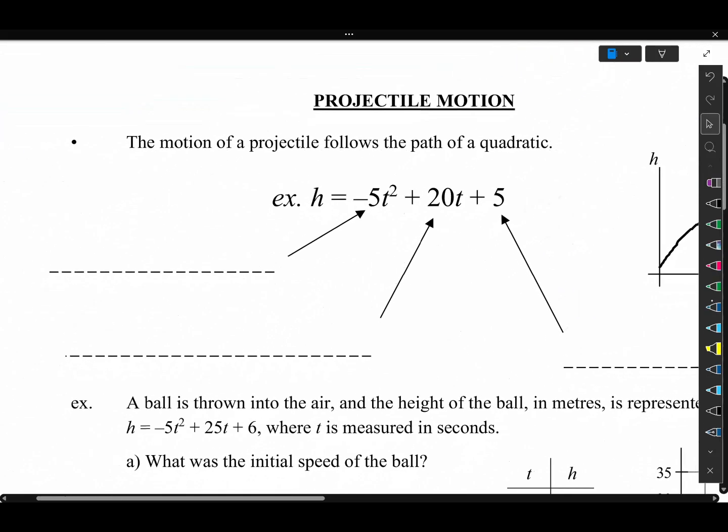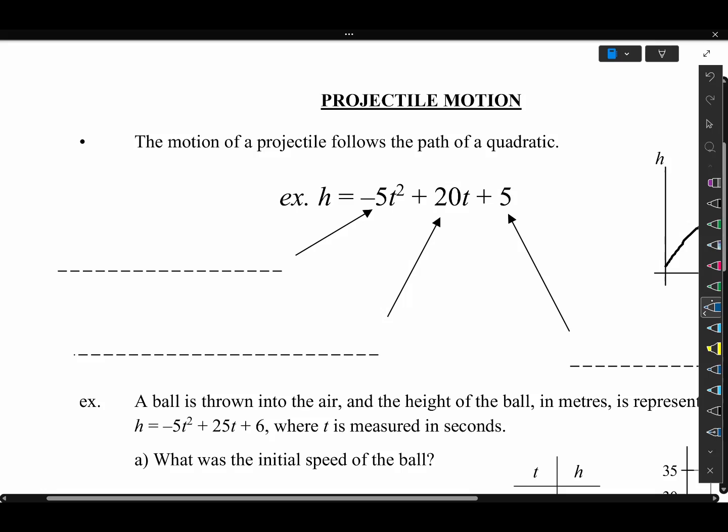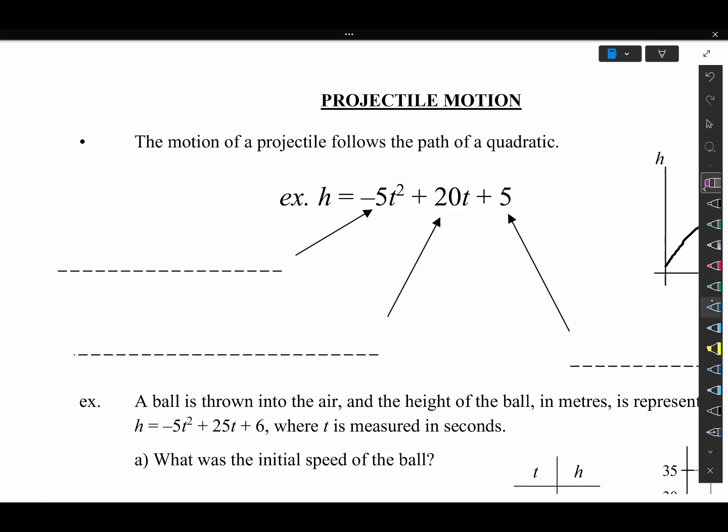So, projectile motion. When we're working with projectile motion, typically we have an equation that looks something like this. Now, almost always we'll be working with a negative 5t squared, and that is the coefficient on our t squared. Sometimes you'll see it as x squared, but most of the time we'll use t. The coefficient on this t squared comes from acceleration.